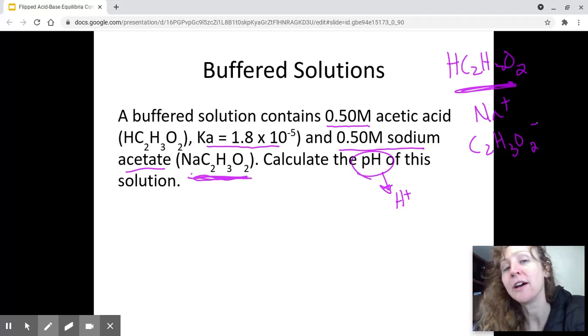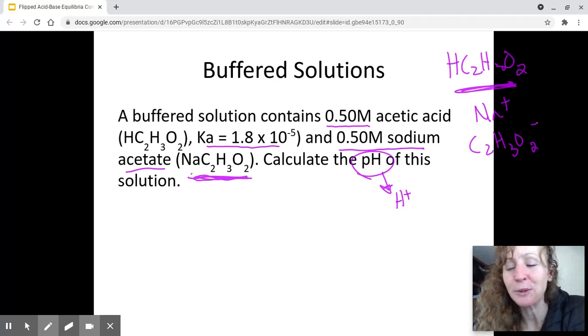Don't you love having so much knowledge about chemistry? You can just look at compounds and tell me what's going to be present in a solution. I feel like that should give us brownie points for life. Just the fact that we can do that.